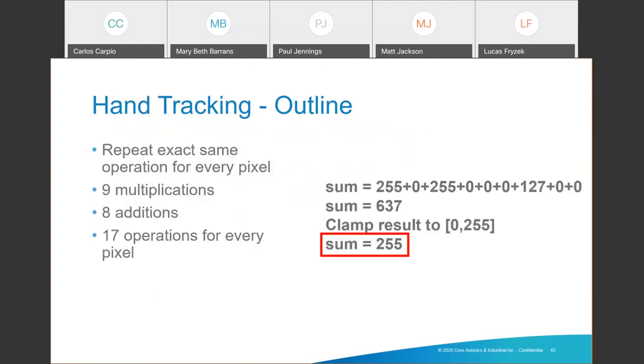So this results in a final sum of 637. Since all of our pixel values are in the range of 0 to 255, we take the result and then we clamp it in that range of 0 to 255. So 637 now becomes 255. So we're repeating this exact same process for every pixel, where we're doing 9 multiplications and 8 additions, which is 17 floating point operations for every pixel in the image.